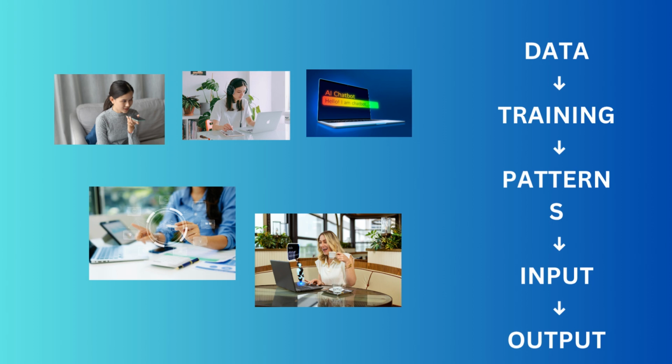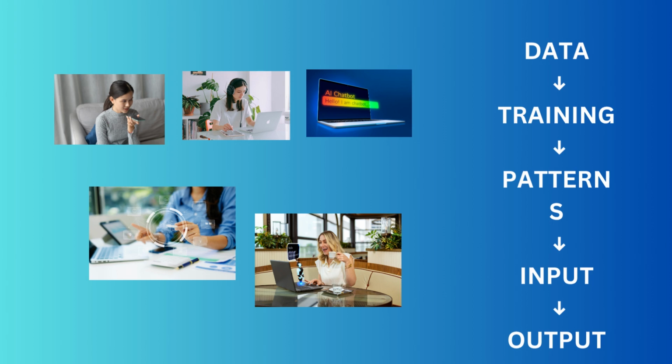Let's quickly review the 5 steps. 1. Data. AI learns from examples. 2. Training. The model learns from those examples. 3. Patterns. The model represents useful relationships. 4. Input. We provide new information or instructions. 5. Output. The AI produces a result. Remember, data, training, patterns, input, output.